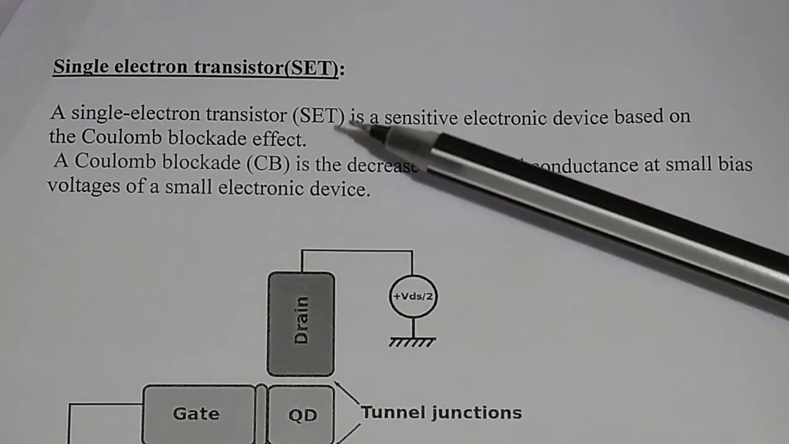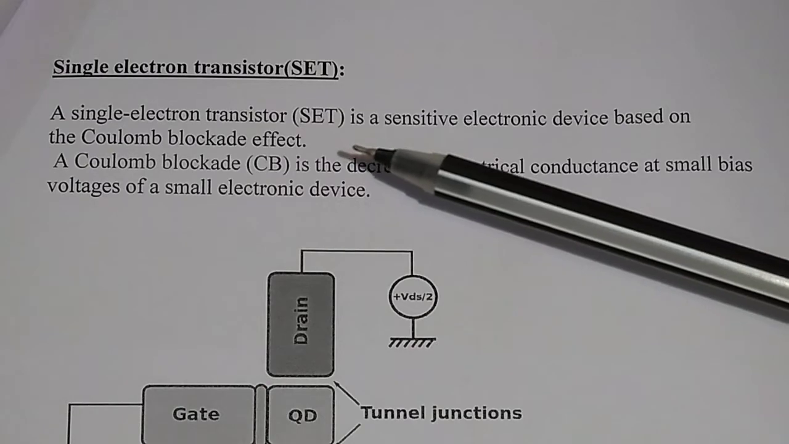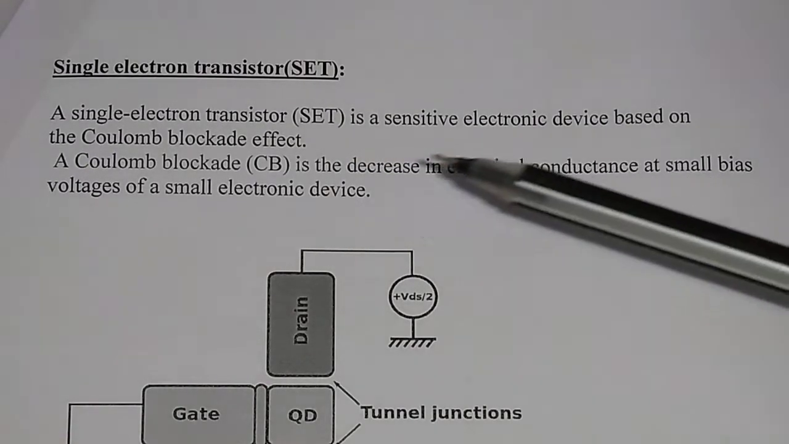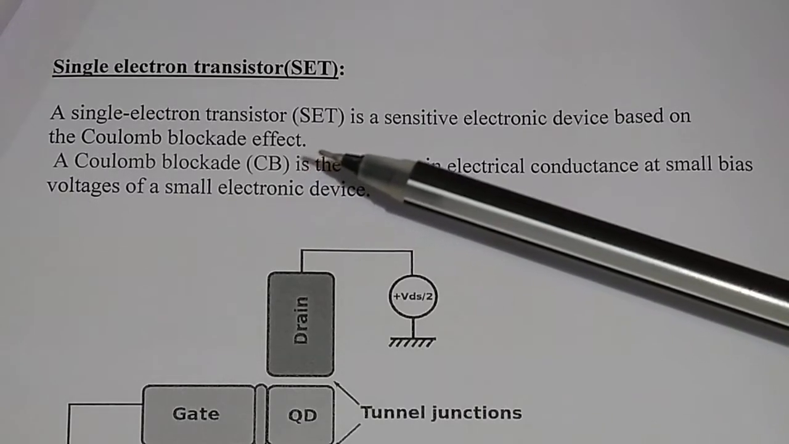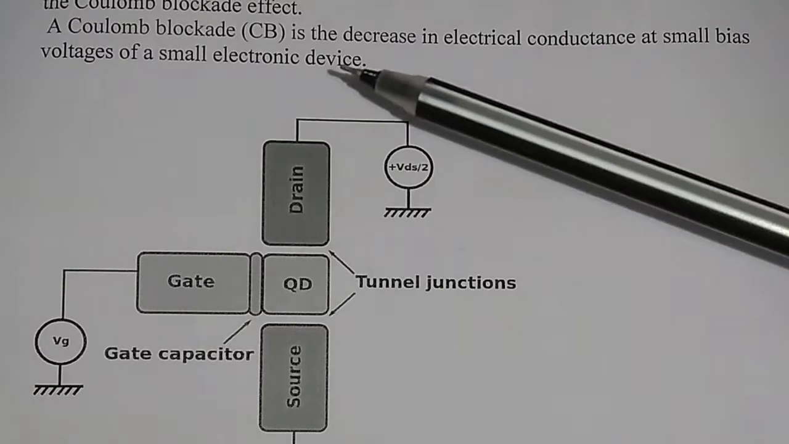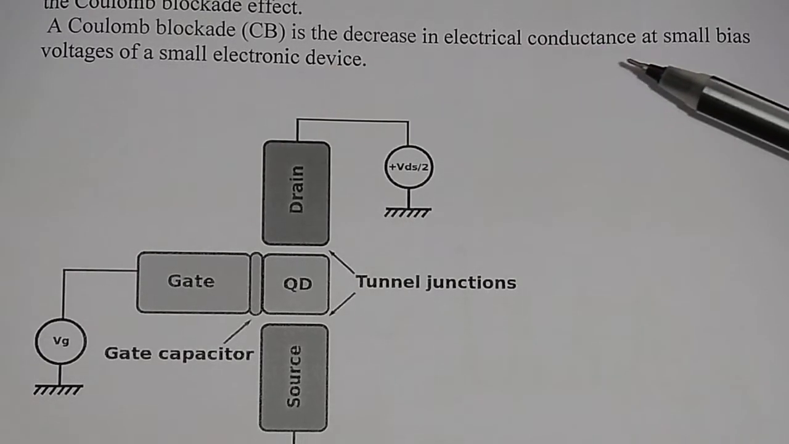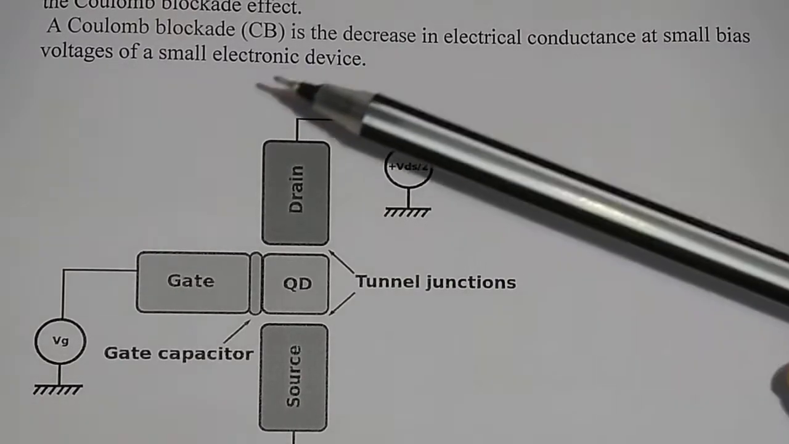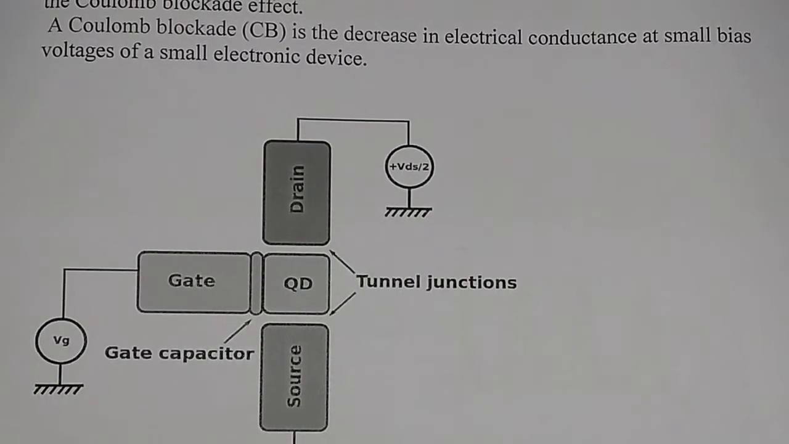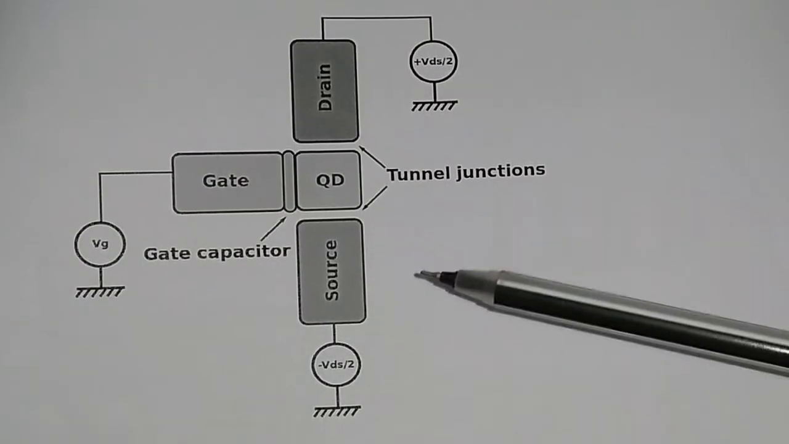Now we'll discuss single electron transistor. A single electron transistor is a sensitive electronic device based on the Coulomb blockade effect. What is Coulomb blockade? A Coulomb blockade is the decrease in electrical conductance at small bias voltage of a small electronic device. You see, this is a small electronic device.